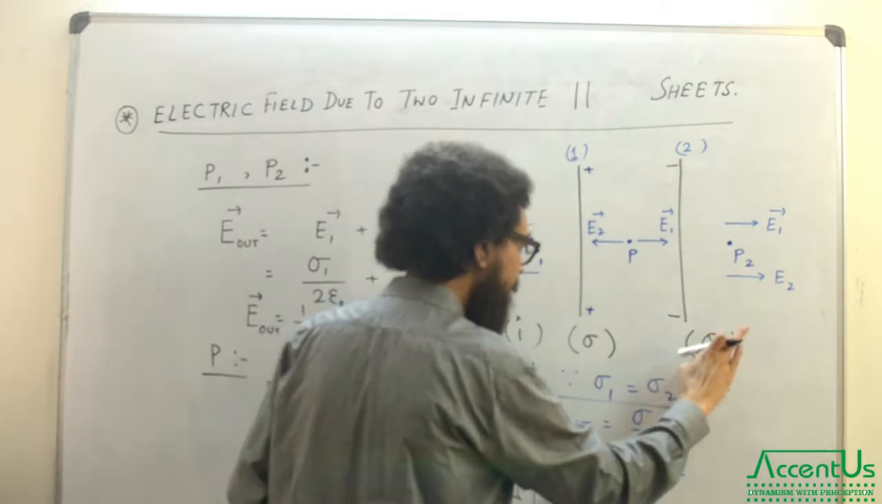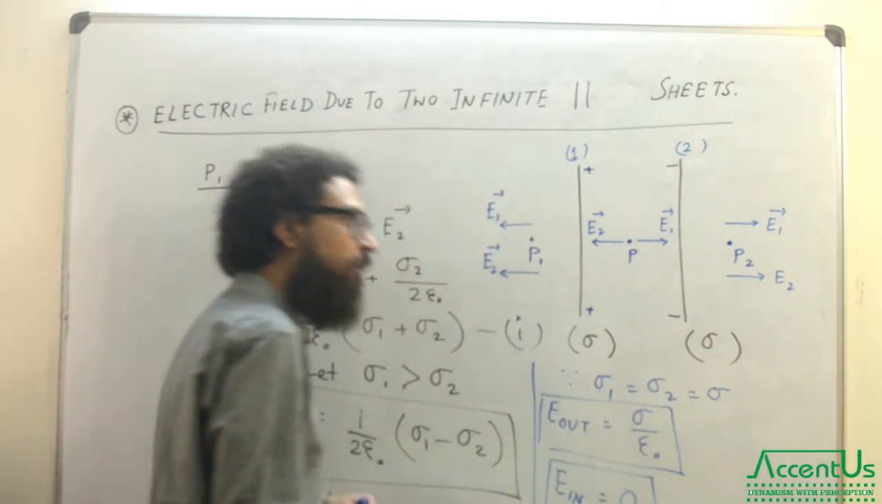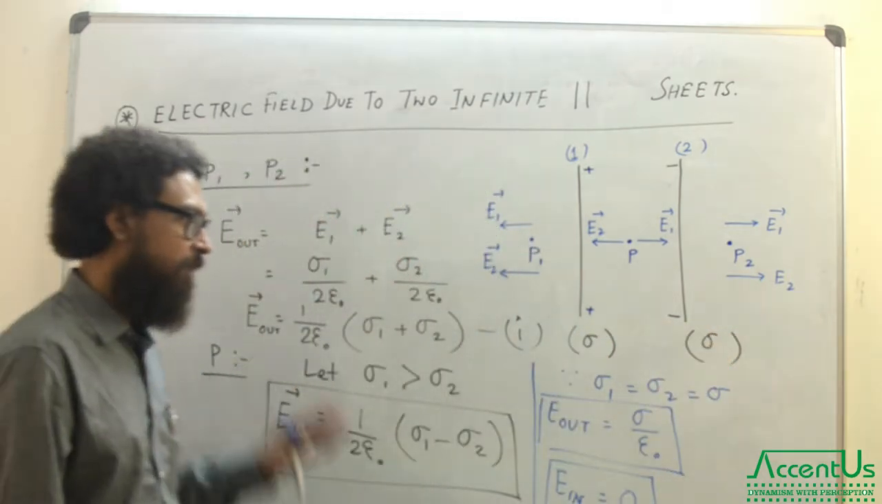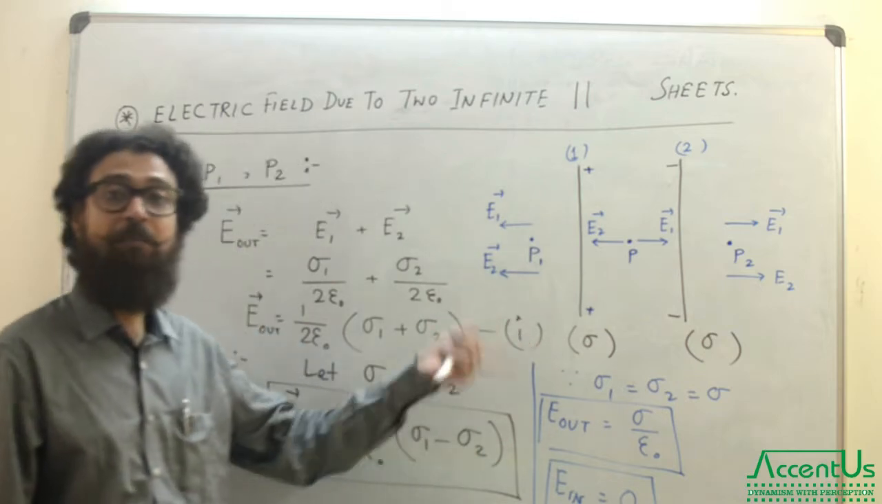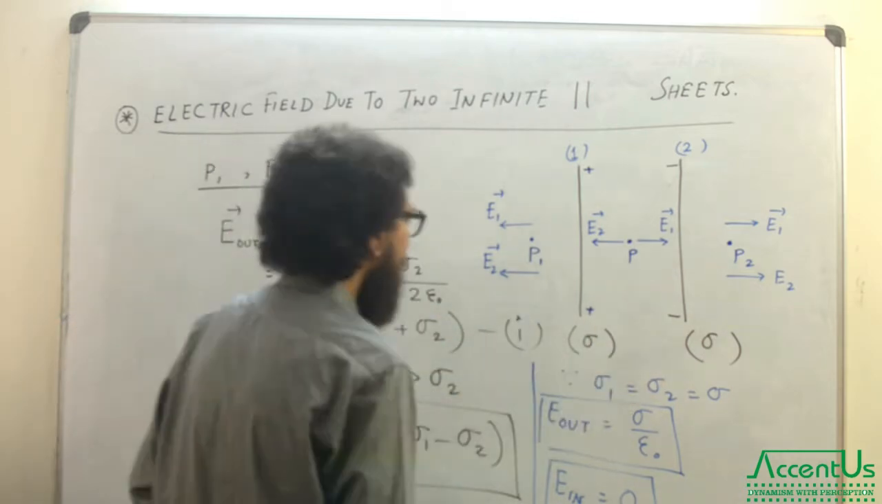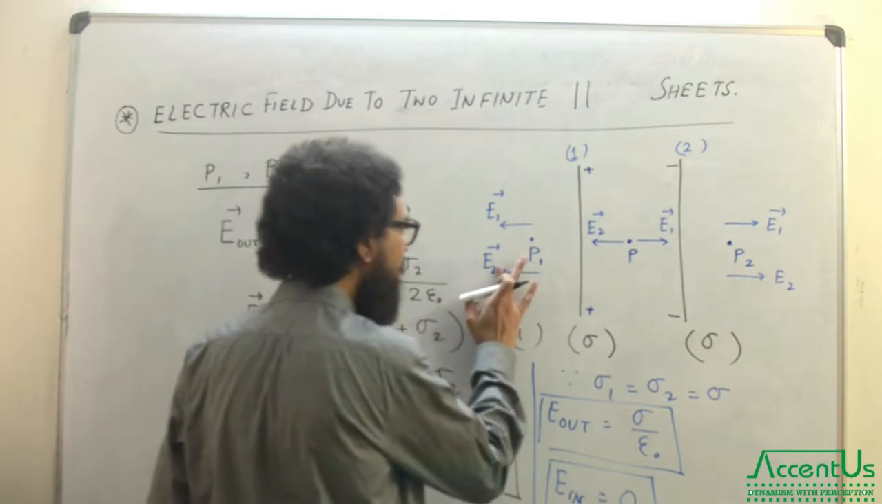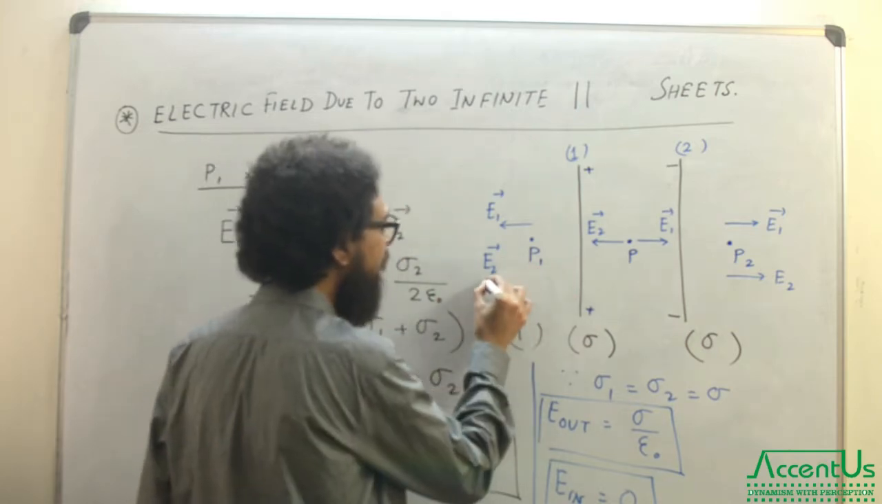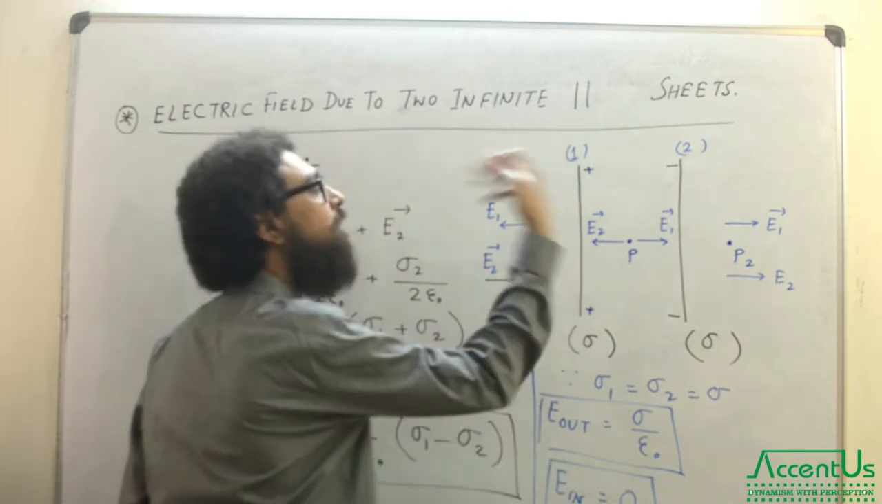And also, let's say that they have similar charge densities, sigma and sigma. Previously it was sigma 1 and sigma 2. Now it is sigma and sigma. Okay, so this is fine. Now what about E2? You can eventually understand. E2 will be on that side.